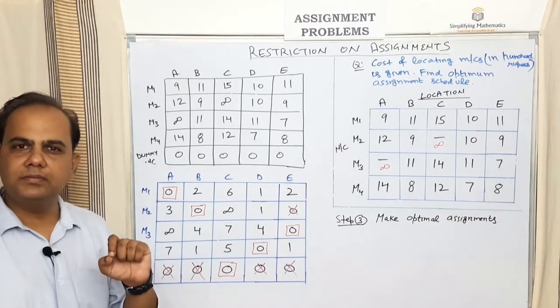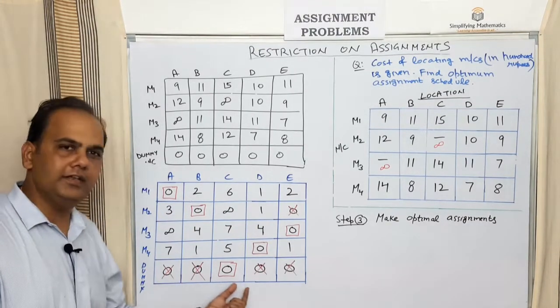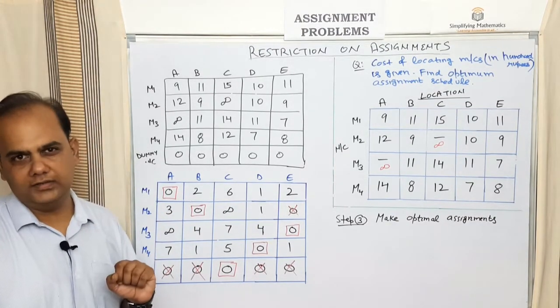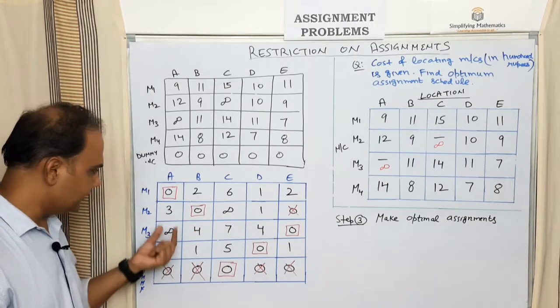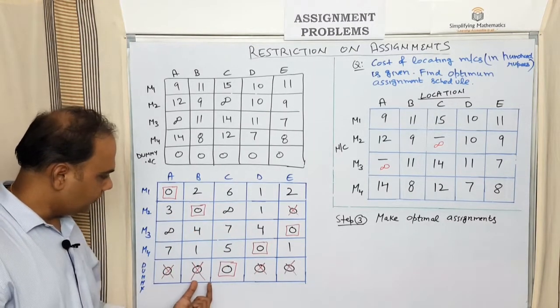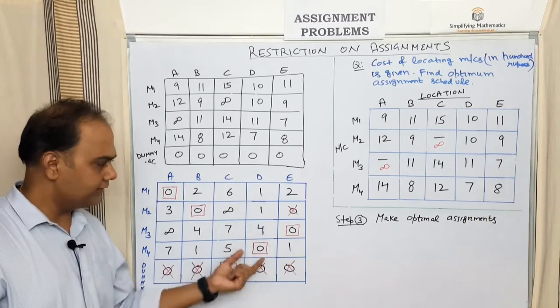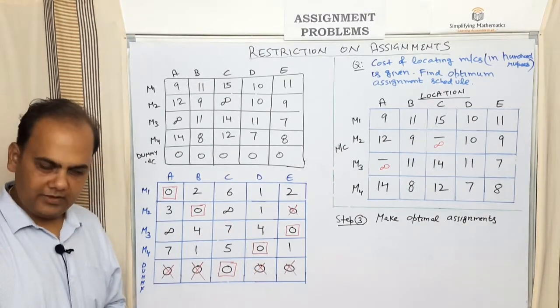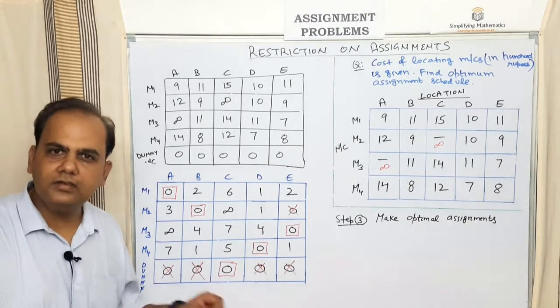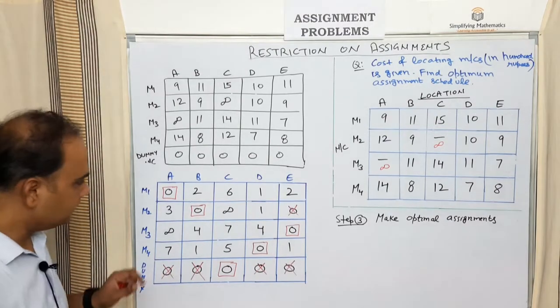So when will you get the optimal solution? When in every row and in every column there is one assignment. If you look at the solution, in this column there is one assignment, and in this row there is one assignment. It means we have reached the optimal solution.